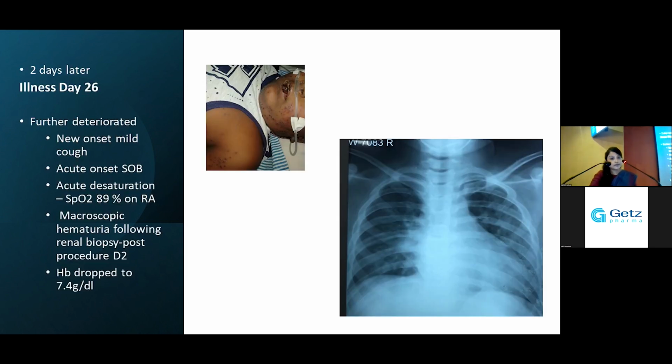However, 2 days later, at illness day 26, the patient further deteriorated. There was a new onset mild cough, acute onset shortness of breath with acute desaturation, and saturation was 89 on room air. And apart from that, there was a macroscopic hematuria following renal biopsy. And the hemoglobin had dropped to 7.4. So this was our patient on day 26, and this was his chest X-ray taken on the same day.